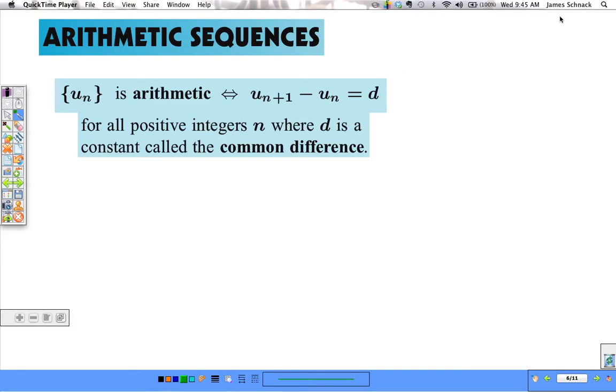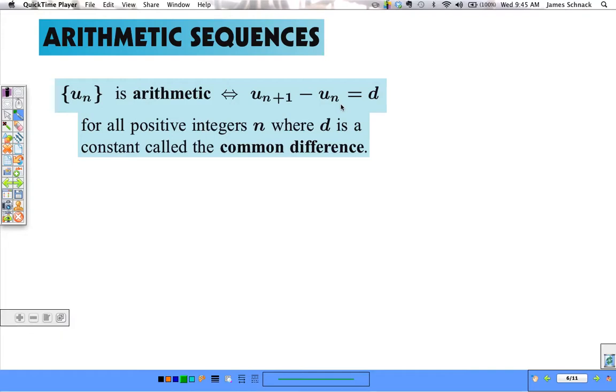We're going to look at a special type of sequence in this video called an arithmetic sequence. And here is the definition of an arithmetic sequence. It reads, the sequence U sub n is arithmetic if and only if U sub n plus 1 minus U sub n equals d, for all positive integers n, where d is a constant term called the common difference.